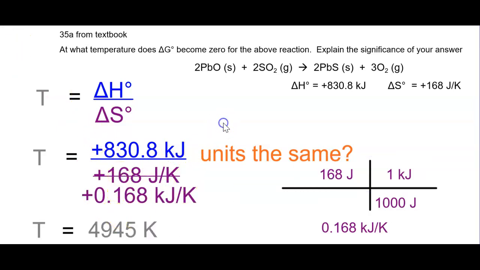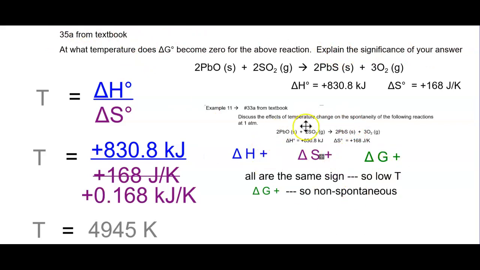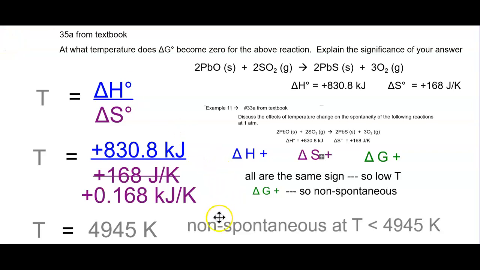When we do that, we get 4,945 Kelvin. So that's the T when G becomes 0. Now let's do this last piece, explain the significance of your answer. This piece comes from part A, where we evaluated H, G, and S, and discovered that the reaction will be non-spontaneous at low T. So because of this evaluation, we can finish off this question by saying that it's going to be non-spontaneous at T less than, because of low, 4,945 Kelvin.